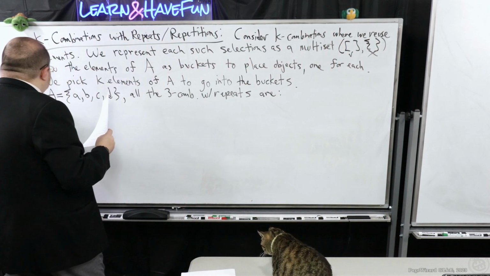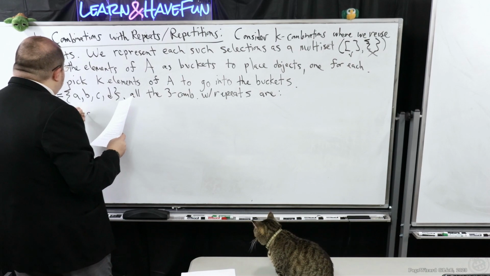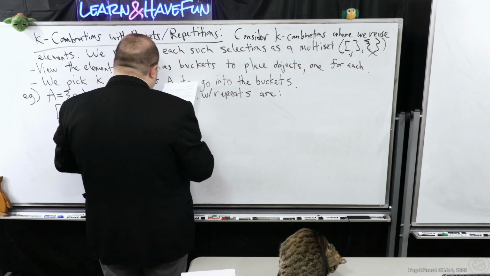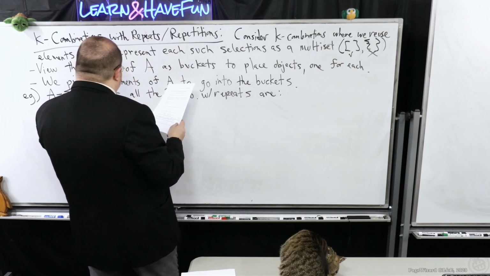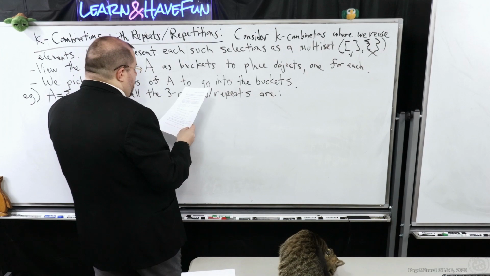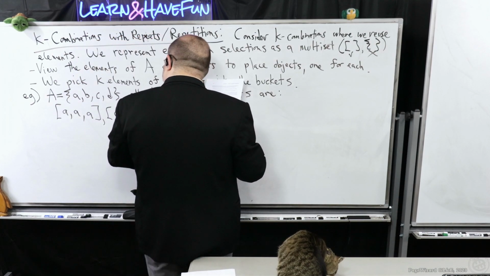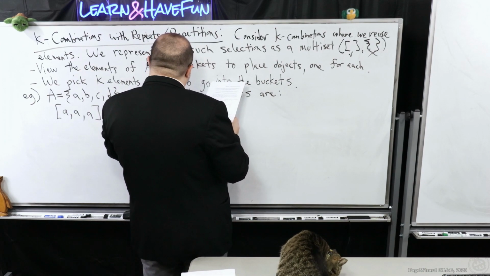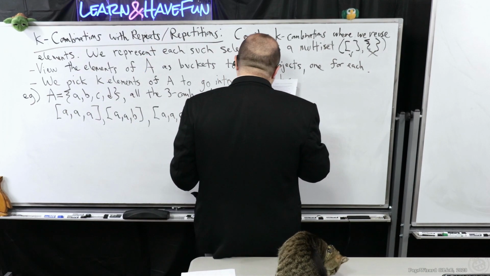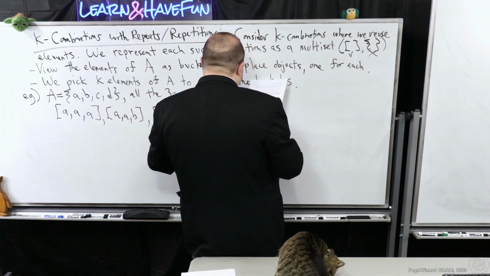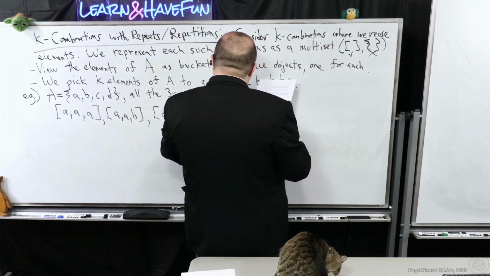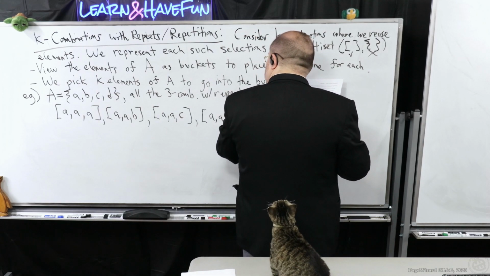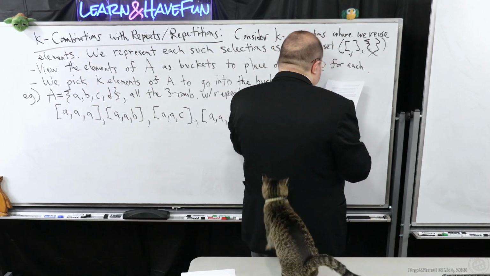I could pick the element A 3 times. This is how I would write the multiset. So I have 3 A's. Then I could have A, A, B: I pick A twice, and then B once, and C no times, and D no times. I could have A, A, C: I pick A 2 times, C once, no B's, no D's. A, A, D. Then I have A, B, B. So I'm going to try 2 B's.